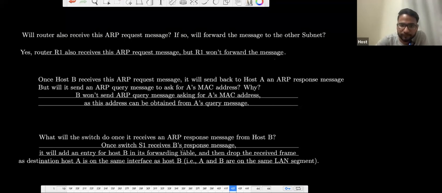What they're saying: B is sending an ARP response message, then why is it dropping? Once switch S1 receives B's response message, it will add an entry for host B in its forwarding table. No, the switch doesn't have the network layer. I will talk about the devices in maybe 2-3 classes. Why is it dropping the received frame?